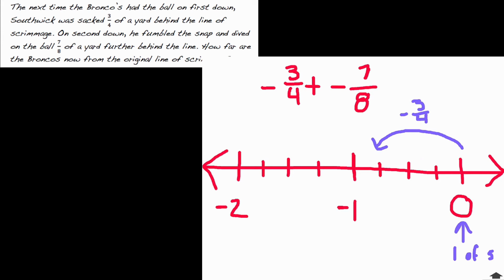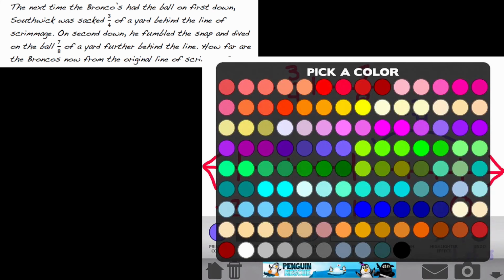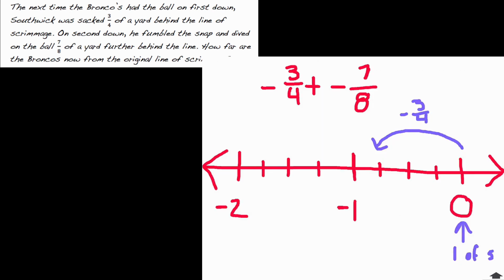Then on second down, they moved another 7/8 further back. Now, right now my line is broken up into fourths, but it's real easy to find that common denominator on the number line by just adding another tick in here for my eighths. I'm going to start at the -3/4 and I want to count back 7/8. 1, 2, 3, 4, 5, 6, 7. Bring my arrow in to show exactly where I'm going. Here is my -7/8.